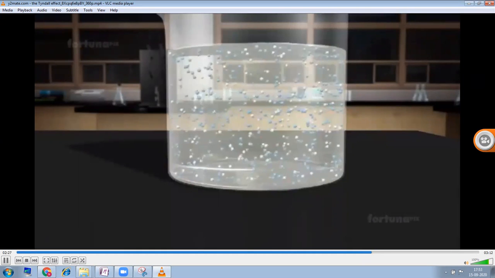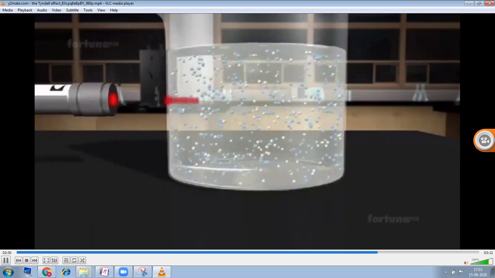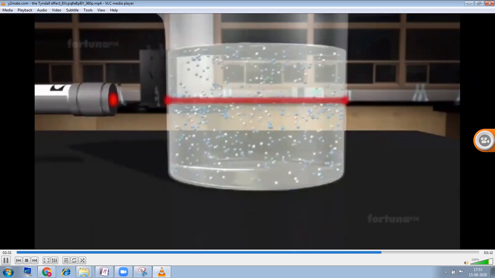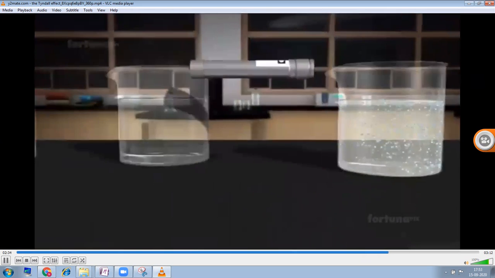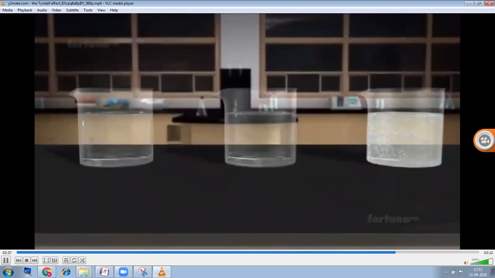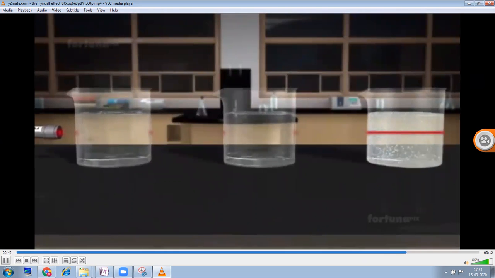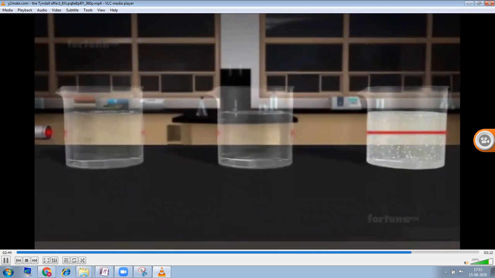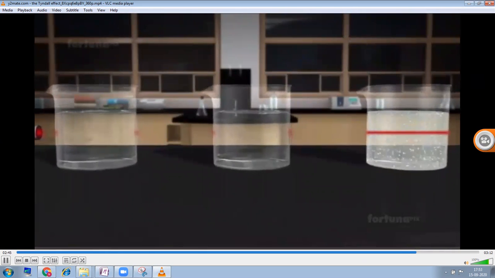A colloid, however, has two phases: the dispersed phase, which is the milk particles, and the dispersion medium, which is the water. In the colloid, light will scatter in different directions due to the dispersed particles. But in water and in true solutions, such as a sugar solution, it will pass through without being scattered. The Tyndall effect is used in identifying whether a liquid is a solution or a colloid.